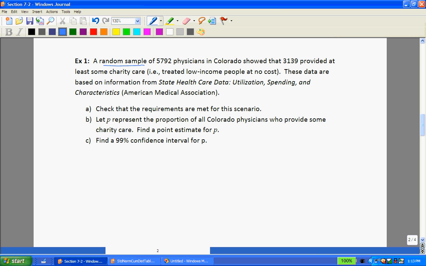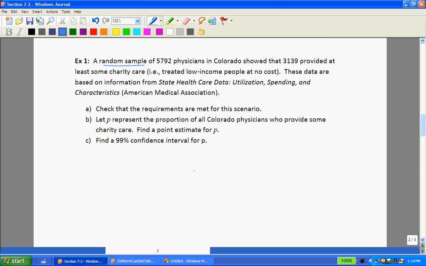Then we want to check that the conditions for the binomial distribution are met. I tend to check the conditions for a binomial rather randomly. I don't necessarily always go in the same order, but independence, I'll check that one first. We can pretty much assume that what one physician chooses to do is independent of another, so we'll say that's met.